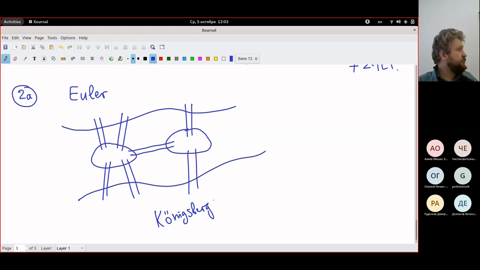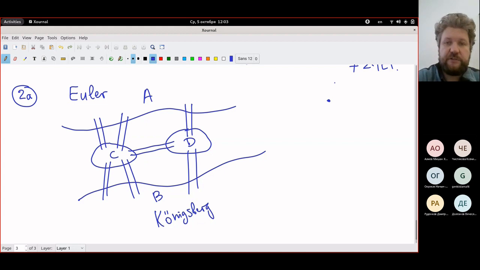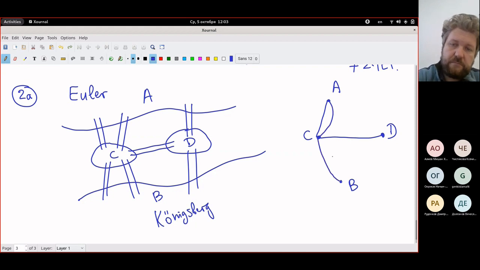And in order to make it more graph theoretic, you can denote the areas by, say, letters. And these are going to be our vertices. So this is our vertex A. Here is vertex C. Here is vertex D. Here is vertex B. And there are these connections. So this is what we call the multigraph, because here we have parallel edges. Parallel bridges, they have parallel edges. It's okay. Like this and like this.